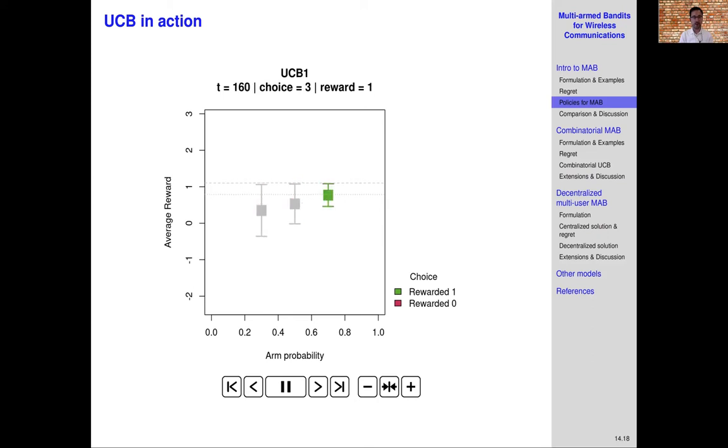As you see, the optimal arm is selected more often than the other arms, which results in the confidence interval of the optimal arm shrinking much more than the confidence intervals of the other arms.